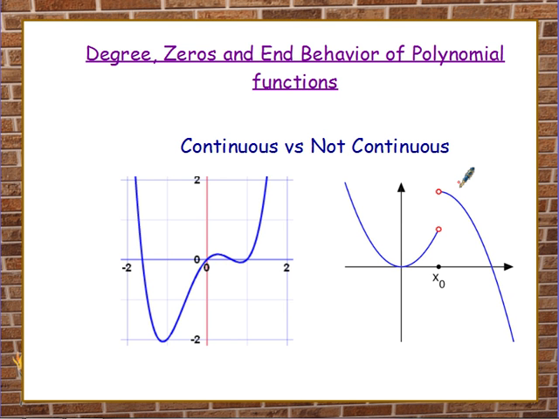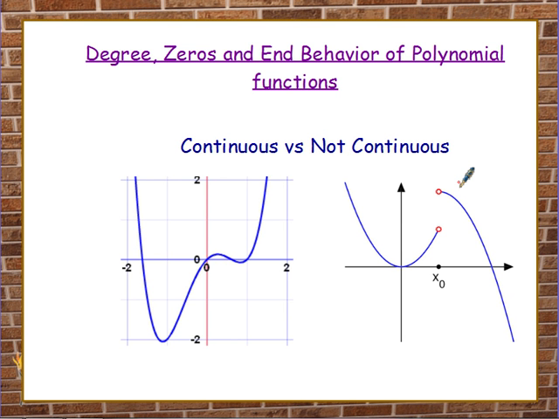So there's two types of polynomials. There's continuous and there's not continuous, alright? It's actually pretty simple if you think about it. To be continuous, what do you think it means? It never stops, right? It's gonna go on and on forever.